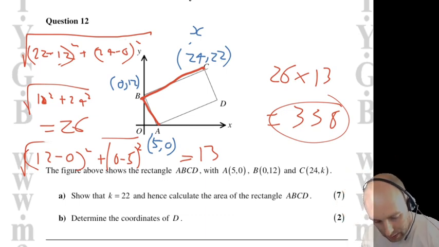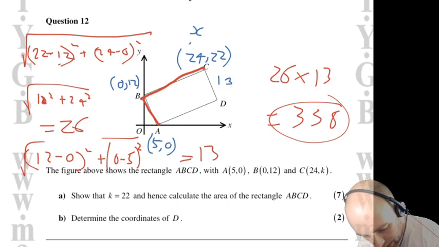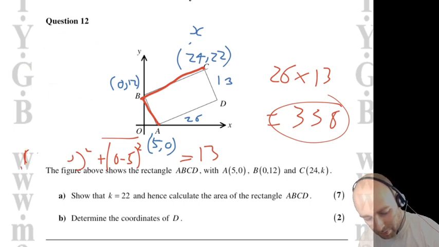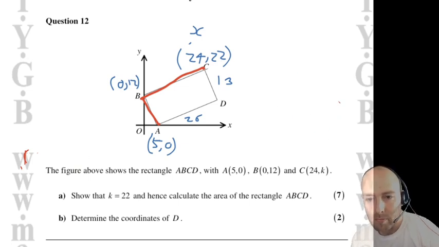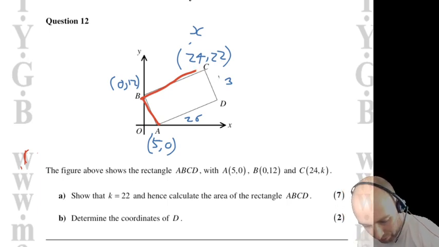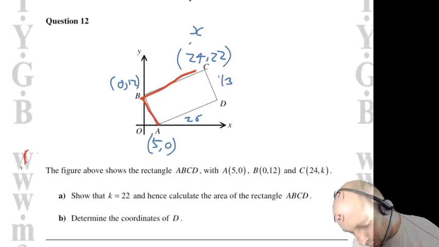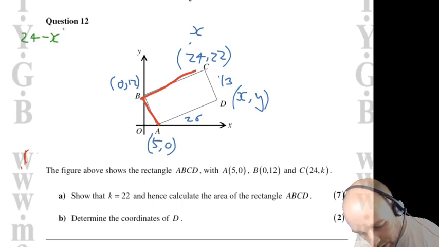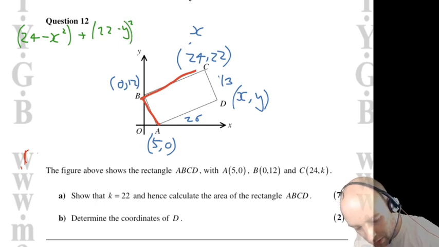So we know the length of CD is also going to be 13, and the length of AD is also going to be 26. We can use the length line equation for CD then. I'm going to say D has coordinates x, y. So the square root of (24 minus x) squared plus (22 take y) squared is 13.